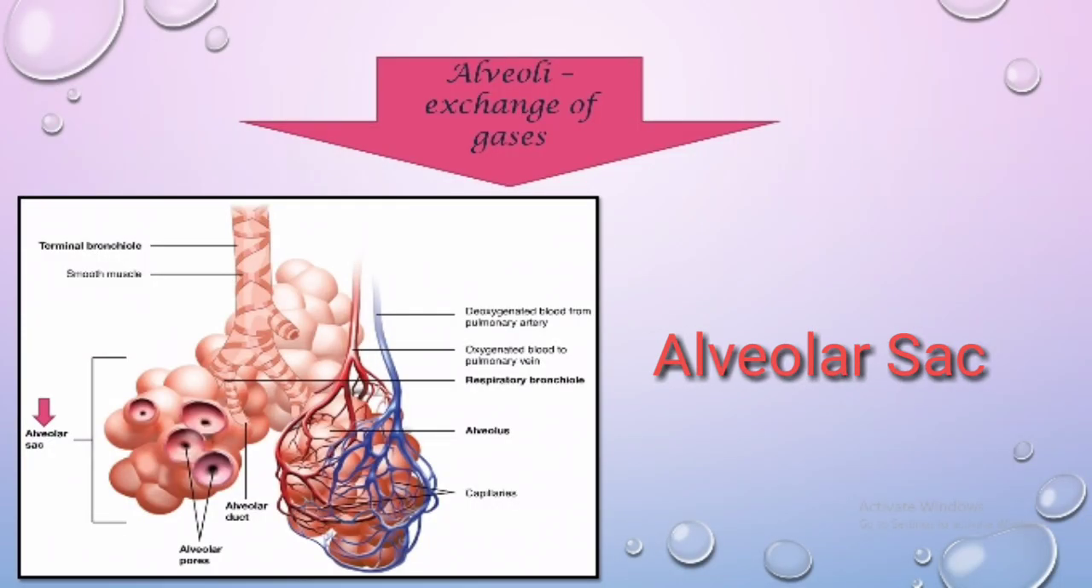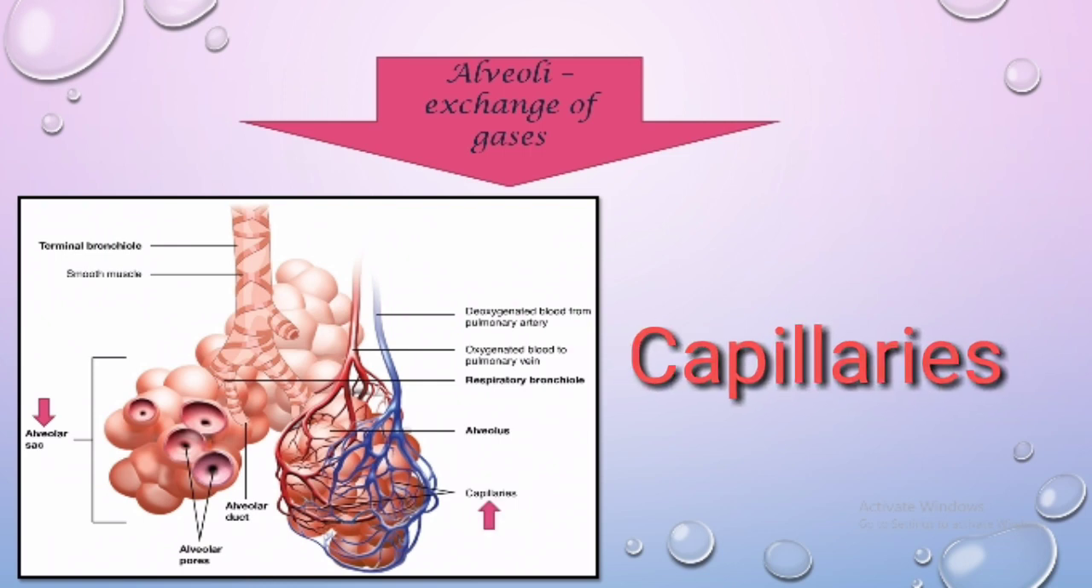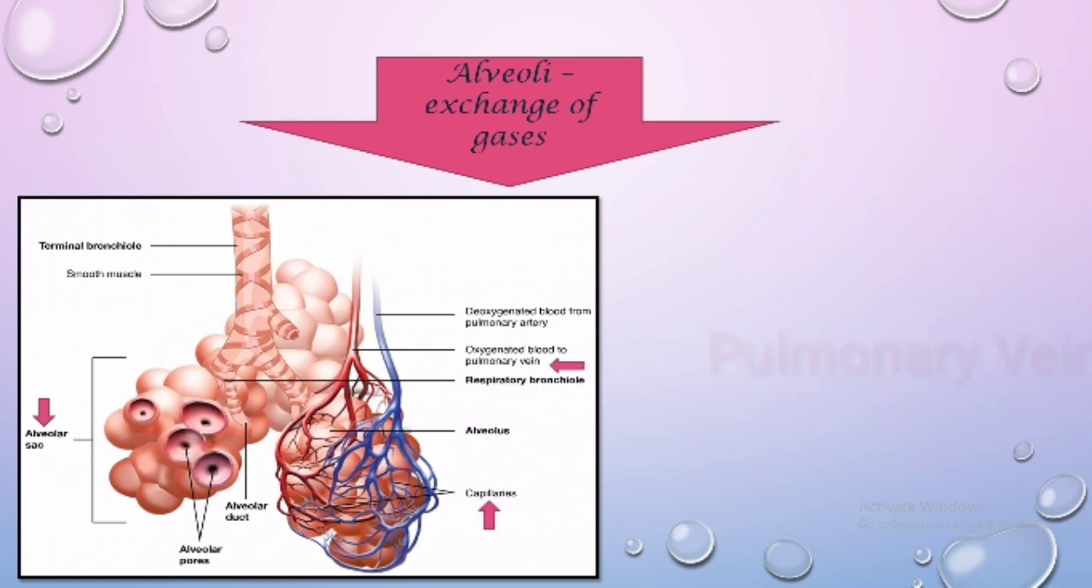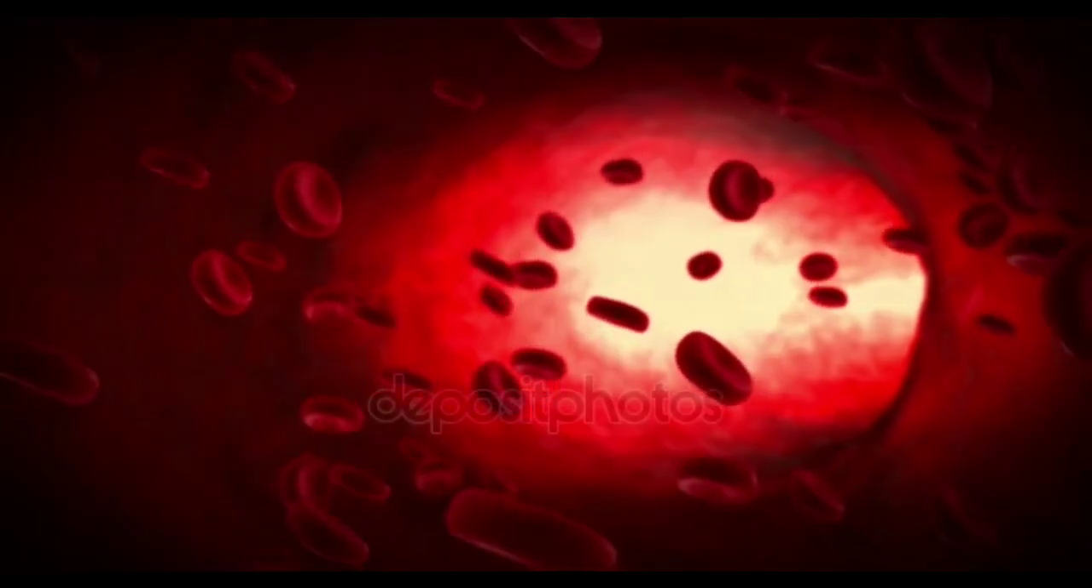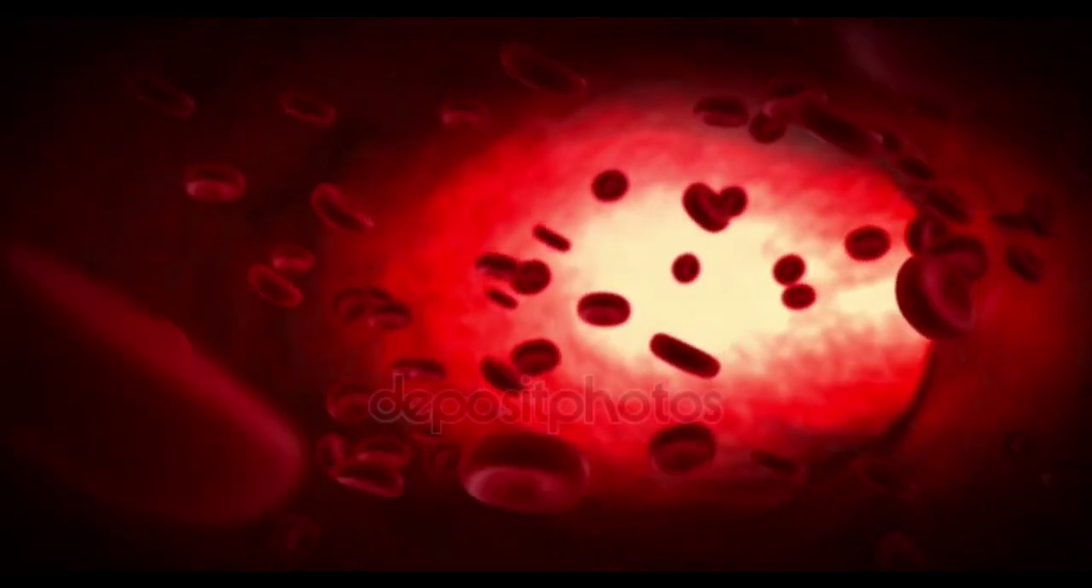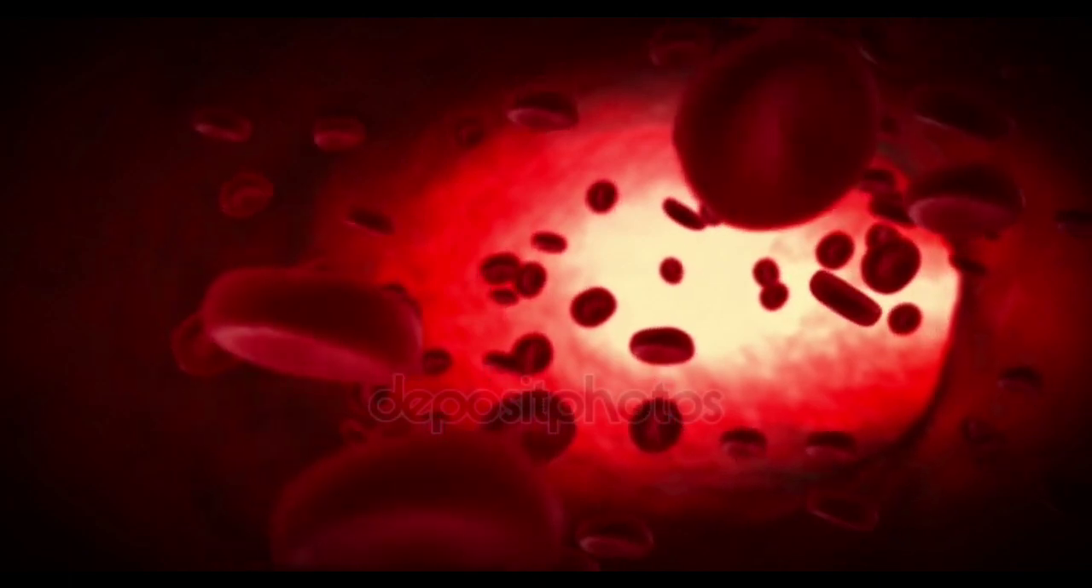The oxygen which is diffused from the alveolar sac into the capillaries converge together to form pulmonary vein and pulmonary artery, through which the oxygen-rich blood is taken to the heart and the deoxygenated blood from the heart is travelled to lungs. The oxygen and the food particles travels in the bloodstream to reach all parts of the body.